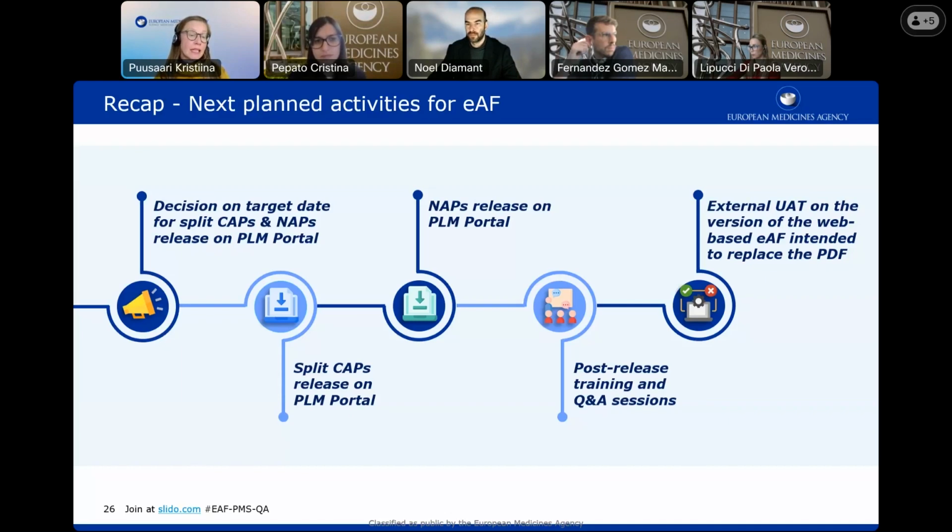But then subsequently, the nationally authorized products will be released in the PLM portal. And of course, at that point, we will definitely update a lot of user material. We will also organize a separate session where we will do training on how to fill in the form for nationally authorized products, and also for those scenarios where you have work sharings that contain centrally authorized and nationally authorized products. And of course, there will be post-release training and Q&A sessions, just like we did following the initial centralized CAP product release. And then eventually we will follow that all up with the external UAT, as mentioned before.